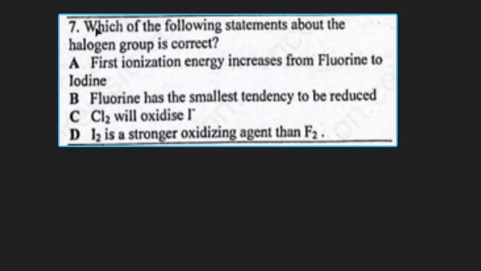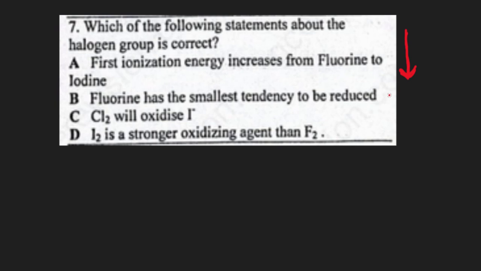Question 7. Which of the following statements about the halogen group is correct? A. First ionization energy increases from fluorine to iodine, which is not true. Ionization energy decreases down the group due to the fact that electron shells are adding, and the ease with which an electron can be removed also increases. Therefore, it instead decreases, making A false. B. Fluorine has the smallest tendency to be reduced.